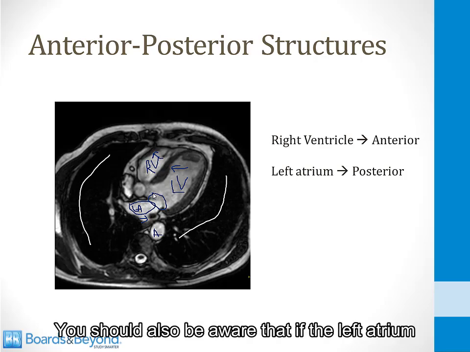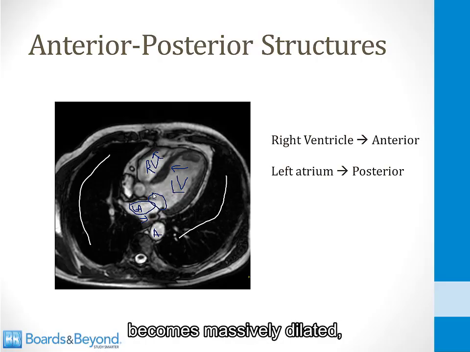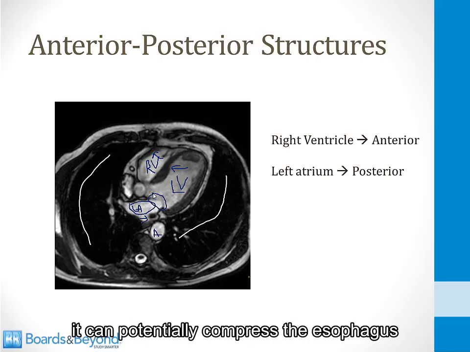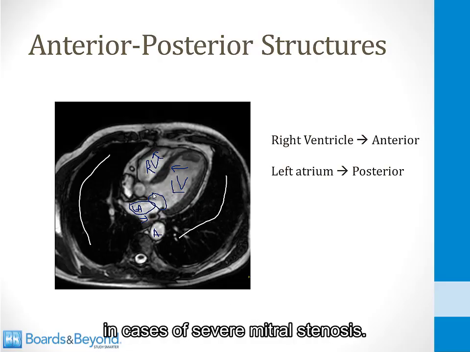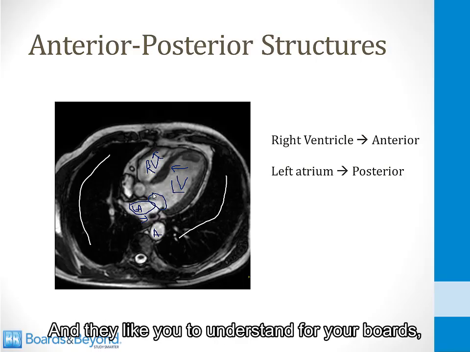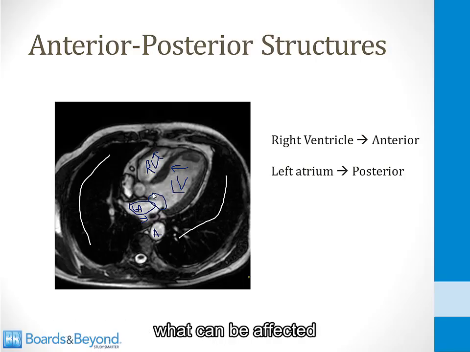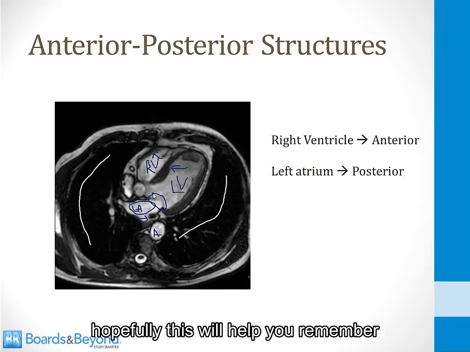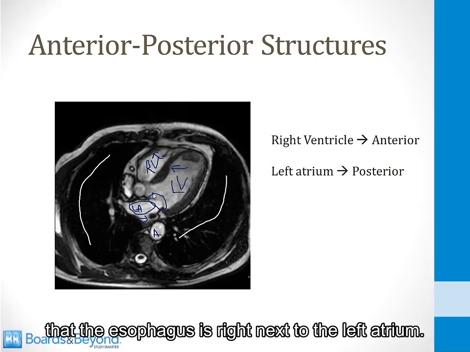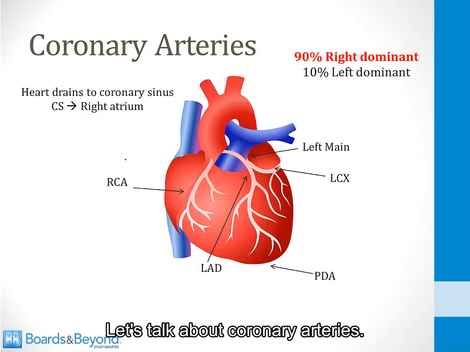You should also be aware that if the left atrium becomes massively dilated, it can potentially compress the esophagus and cause dysphagia. This is rare, but it sometimes occurs in cases of severe mitral stenosis, and they'd like you to understand for your boards what can be affected if the left atrium becomes massively dilated. And now that you've seen this picture, hopefully this will help you remember that the esophagus is right next to the left atrium. Let's talk about the coronary arteries.